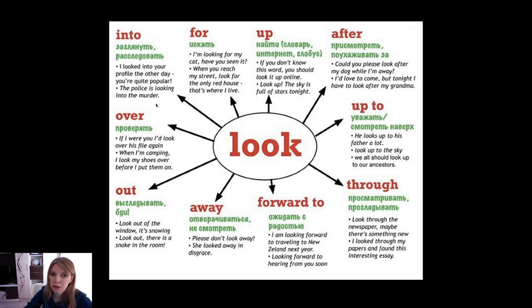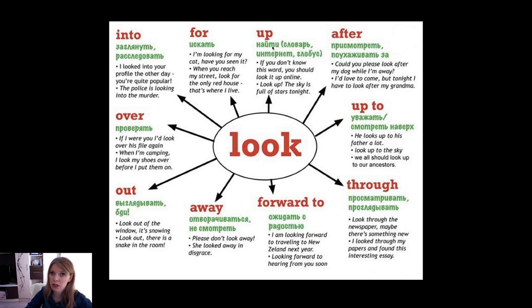Look for. I think you know this meaning very well. So I'm looking for my cat. When you reach my street, look for the owner of the house. That's where I live. Ищу, искать, да? Это именно перевод, который соответствует нашему несовершенному виду глагола. Что делать? Искать. В отличие от фразового глагола look up, найти, посмотреть, что сделать, совершенный вид.